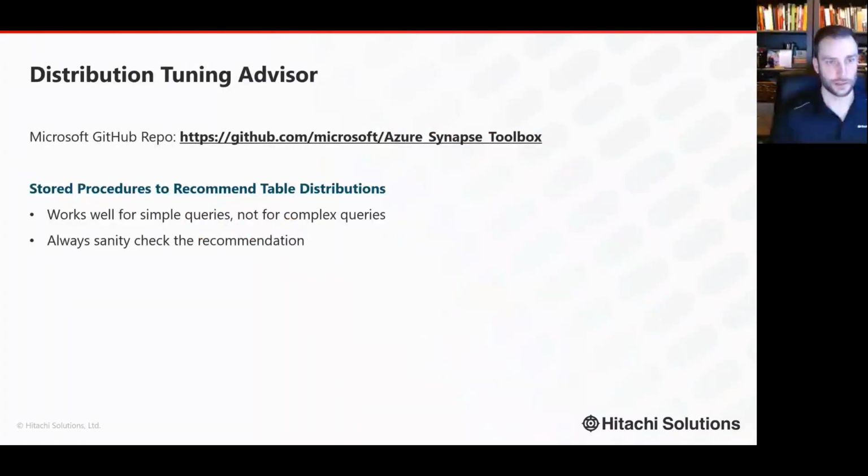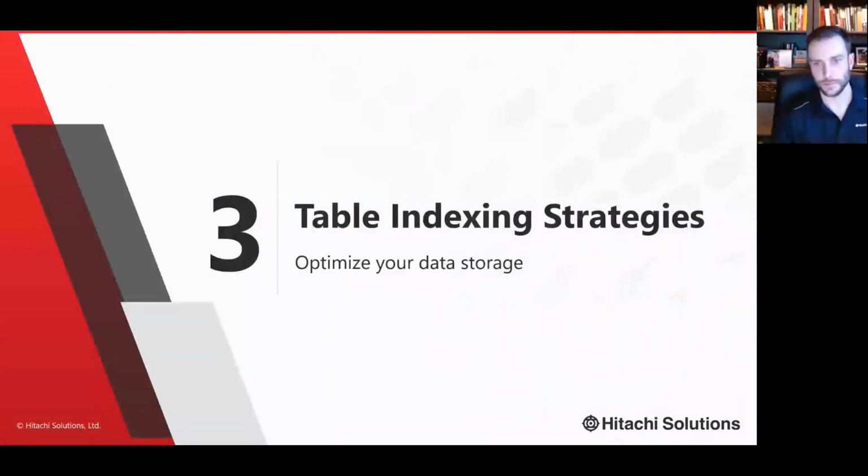All right, so next, one piece that can help with this is that Microsoft released a distribution tuning advisor. It's out on their Azure Synapse toolbox. This is a stored procedure where you can pass in your select statement or run it based off of recently run queries, and it'll produce recommendations for how maybe you should change the distribution of tables. It works pretty well for simple queries, however, not for complex queries. For this demo I'm going to do later, I couldn't even get it to produce any results based off of that query, so always sanity check the recommendation.